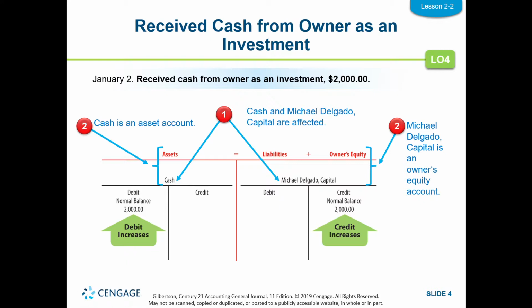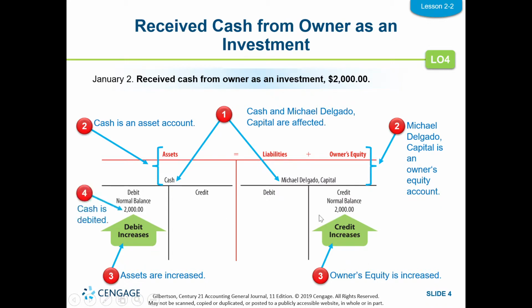Third, what happens to each classification? So asset, I received cash, the asset goes up. I received it from the owner, and remember I went across the equal sign, so I also have to increase whatever's over there. I already have a debit, I have to have a credit, so the owner's equity account is also increased. Next, how am I going to enter the amount? Cash is increased, so I go to the increase side and I write $2,000. I go to the credit side for my owner's equity account and I put $2,000 capital.